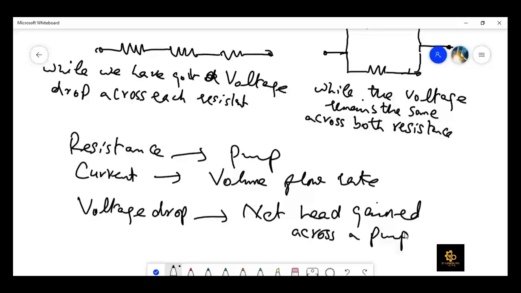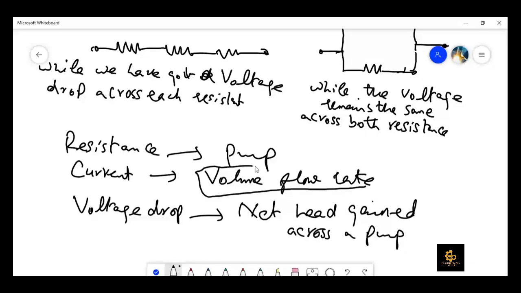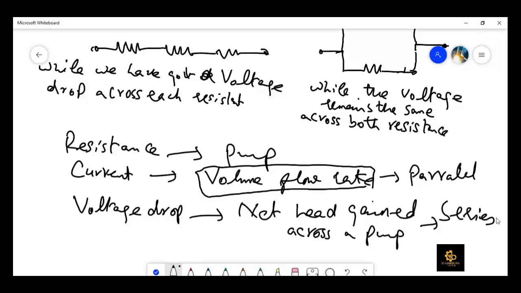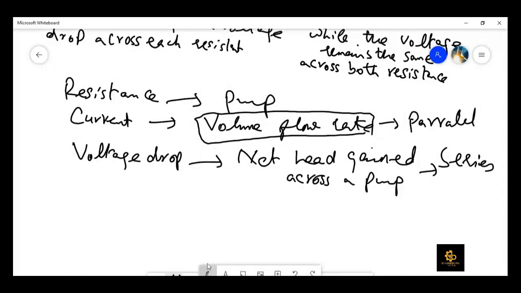So now, if we want to increase volume flow rate, then it means that we need to put the pumps in parallel, right? But if we want to increase the net head gain across a pumping system, then we need to put them in series. So when we are increasing the volume flow rate, we need to put the pumps in parallel. And if we want to increase the net head, then we need to put pumps in series, right?